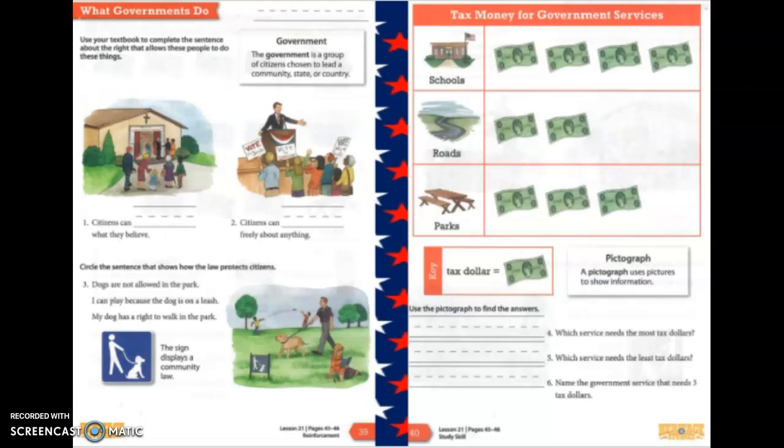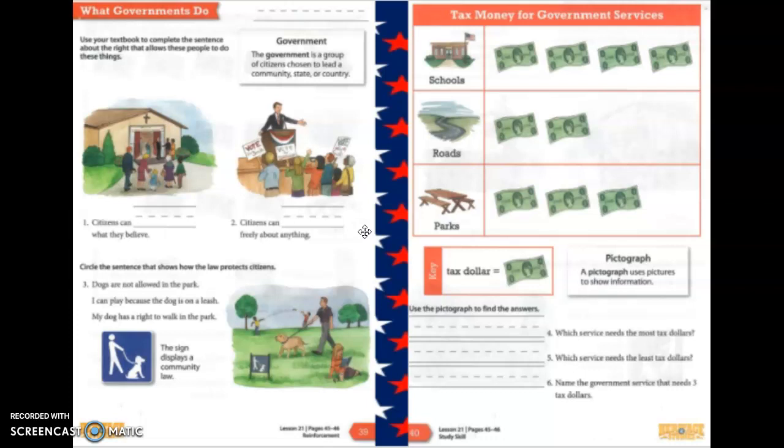or country. And so the directions are saying use your textbook to complete the sentence about the right that allows these people to do these things. So you're looking at the picture and you're trying to decide what right are they using, and then you're going to complete the sentence with the word. Now there isn't a word bank, but you are allowed to use your book. So the 2 pages I just read you will have some kind of answer to help you figure out what word would go in that place.